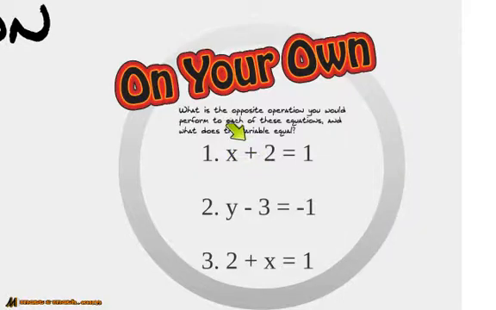Notice on the first one, you're adding 2. How do you get rid of adding 2? Subtract 2. How do you get rid of minus 3? Add 3. Now this one looks different. It's actually the same as number 1.